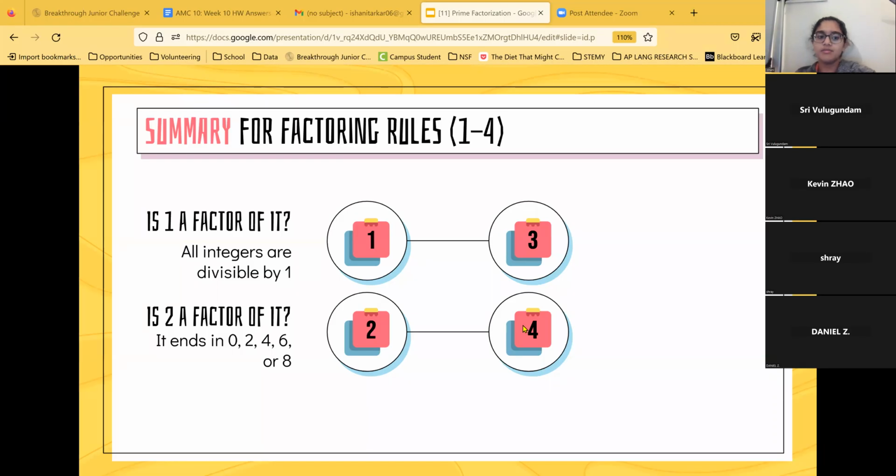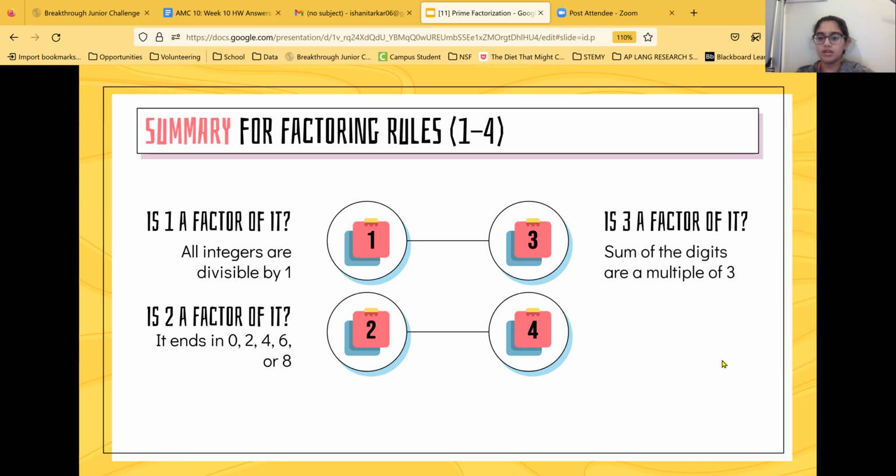Okay, so all integers are divisible by 1. For 2, if a number ends in an even digit, so 0, 2, 4, 6, or 8, then 2 is a factor of it. If the sum of the digits of a number is a multiple of 3, then 3 is a factor of it. And if the last two digits are a multiple of 4, then 4 is a factor of it.